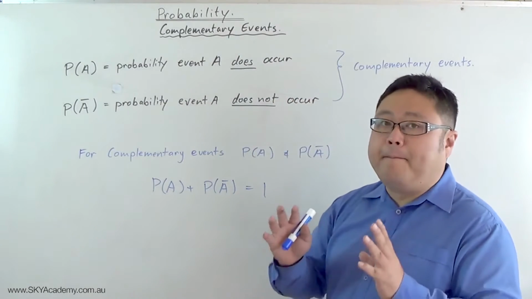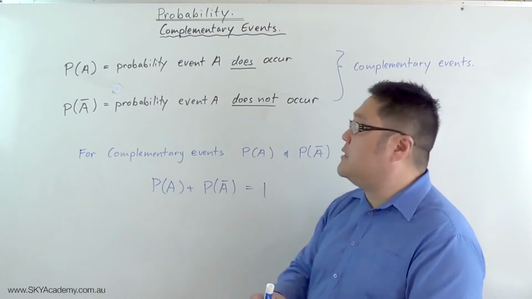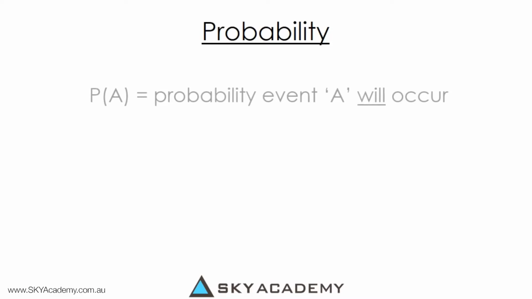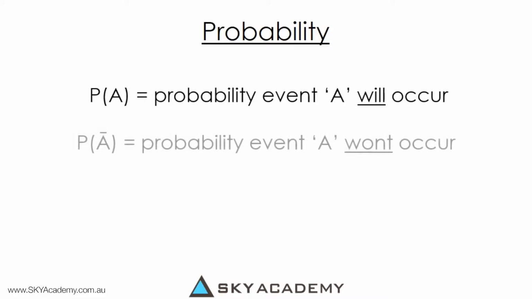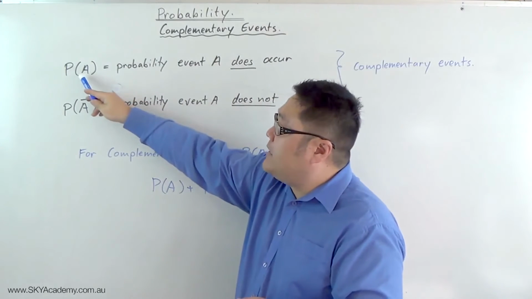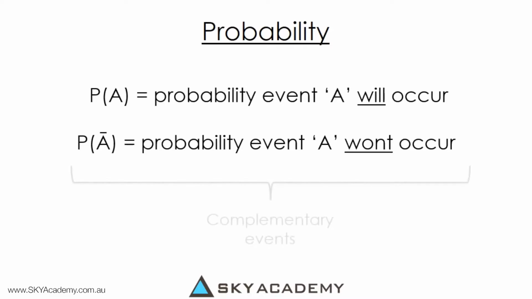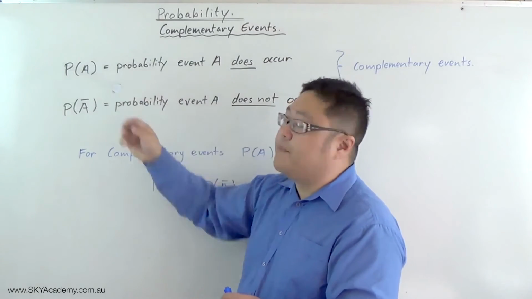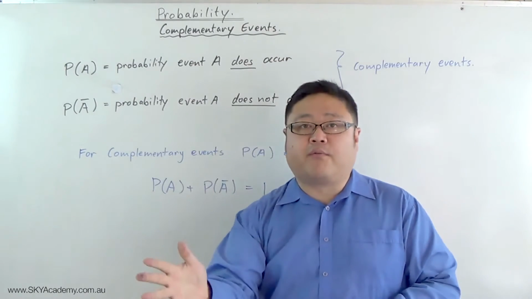Complementary events, basically, the best way to describe it is this. If P(A) is the probability that event A does occur, that the event A will occur, then P(A') is the probability that event A does not occur. P(A) and P(A') are what we call complementary events.